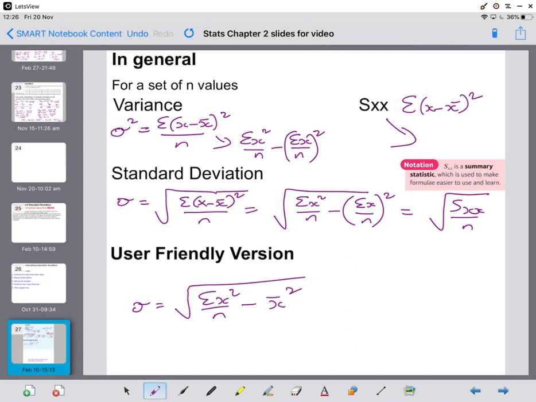As we said in quite a few questions, your first port of call is going to be to find the mean. And if you notice, the second part of our formula, sigma x over n, is basically your mean. So as a user-friendly version, we could write standard deviation at the bottom as equal to the square root of big sigma x squared over n minus the mean squared. And that's probably how you're going to use this for quite a few of the questions moving forward.